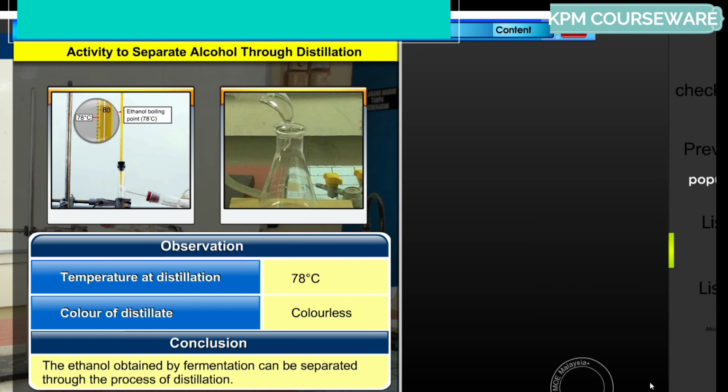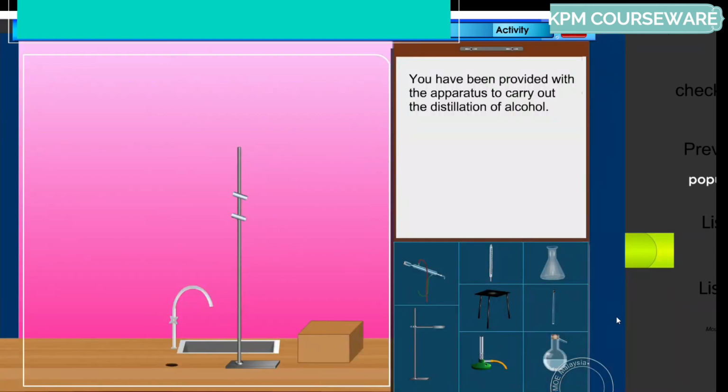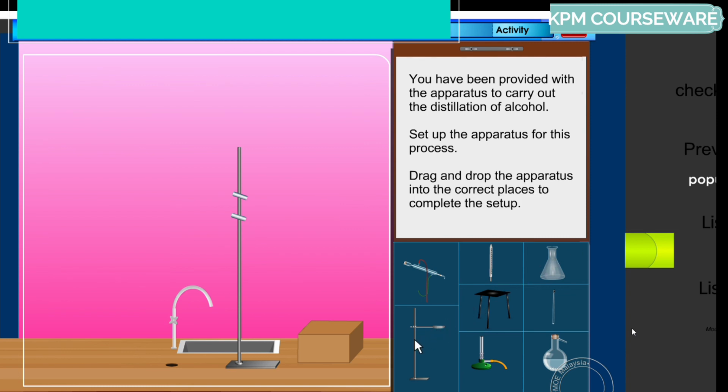The ethanol obtained by fermentation can be separated through the process of distillation. You have been provided with the apparatus to carry out the distillation of alcohol. Set up the apparatus for this process. Drag and drop the apparatus into the correct places to complete the setup.